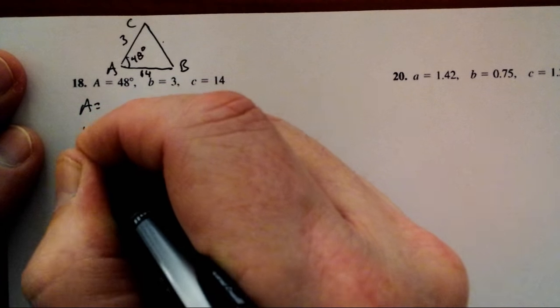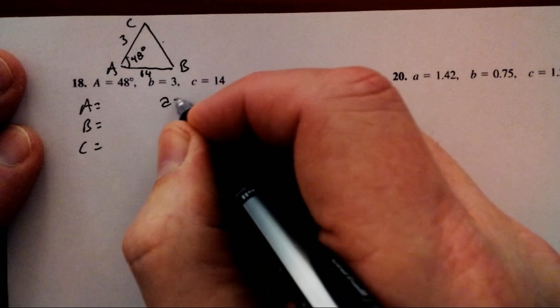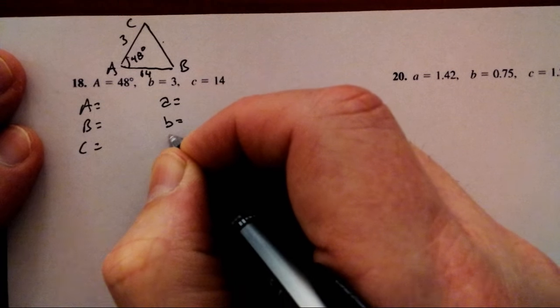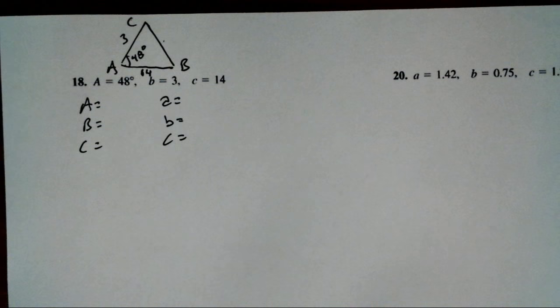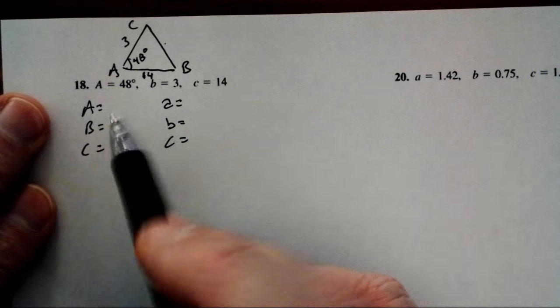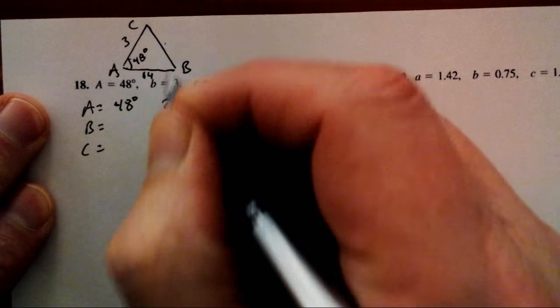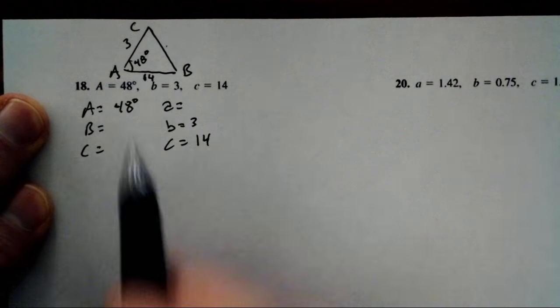So this is side angle side. So there's only one solution. Only on angle side side problems might we have two. If there is a solution, there's one solution. I probably should clarify. And we've got angle A is 48 degrees, side B is 3, side C is 14. What are we going to find? Side A.